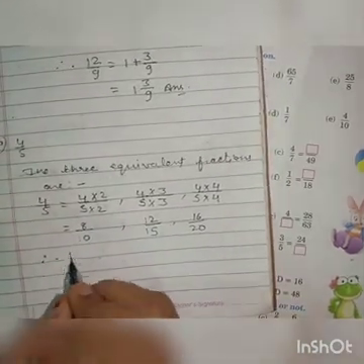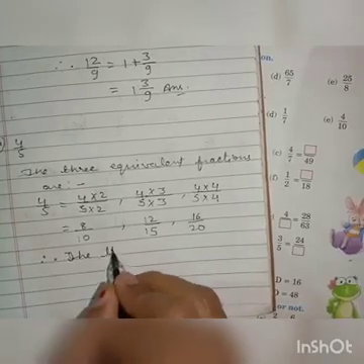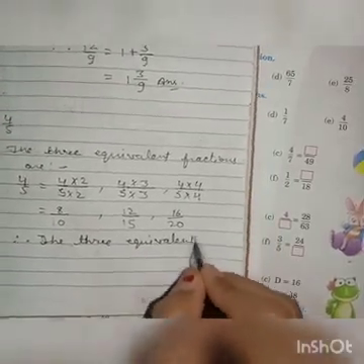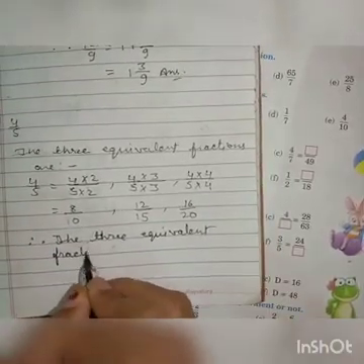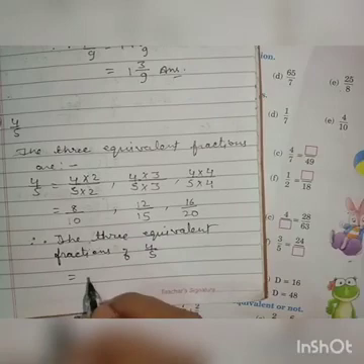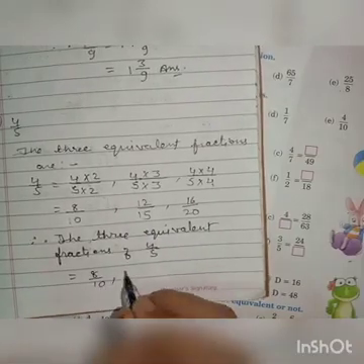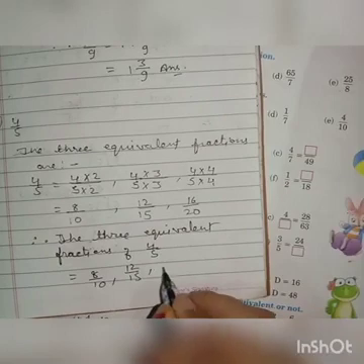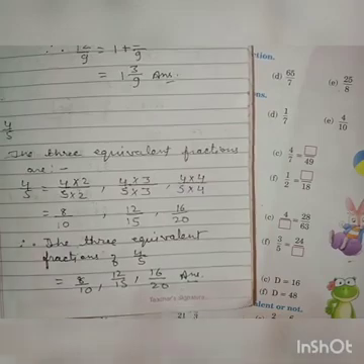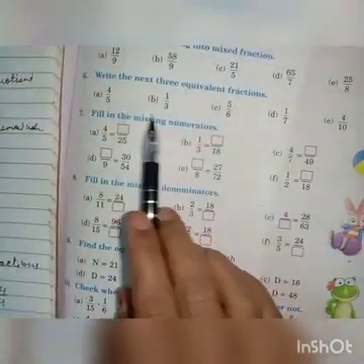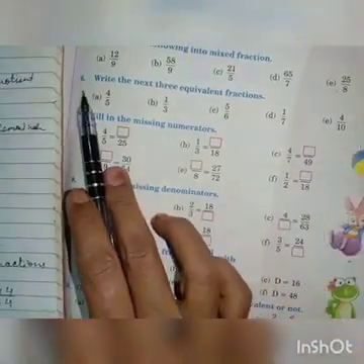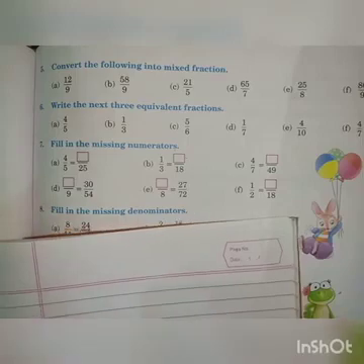Therefore, the three equivalent fractions of 4 upon 5 are 8 upon 10, 12 upon 15 and 16 upon 20. Answer. Like this, you have to solve all A, B, C, D, E and F. Question number 6 is done. Now question number 7.